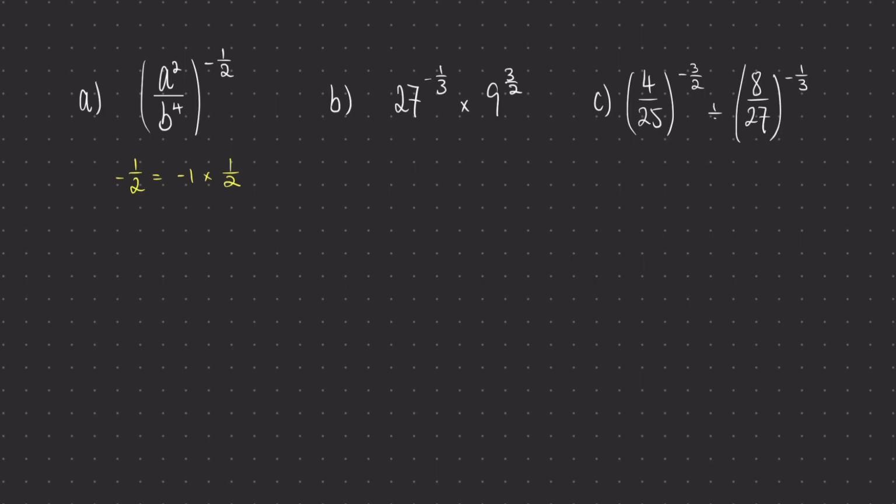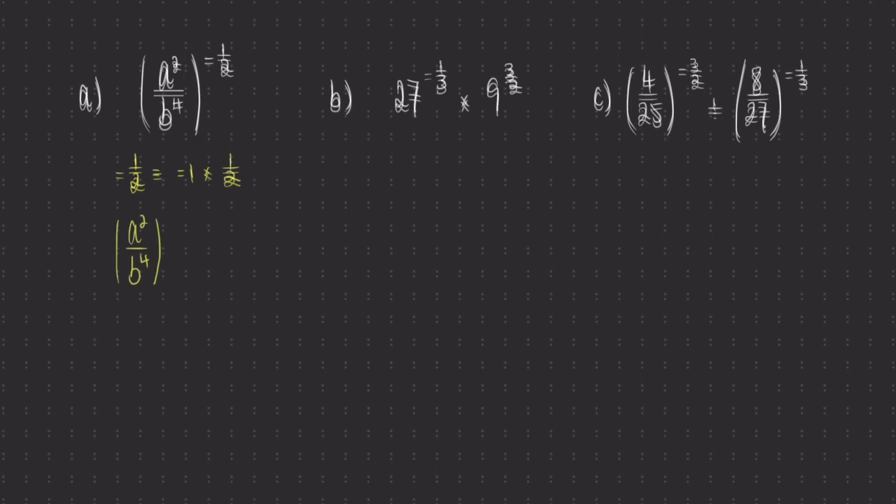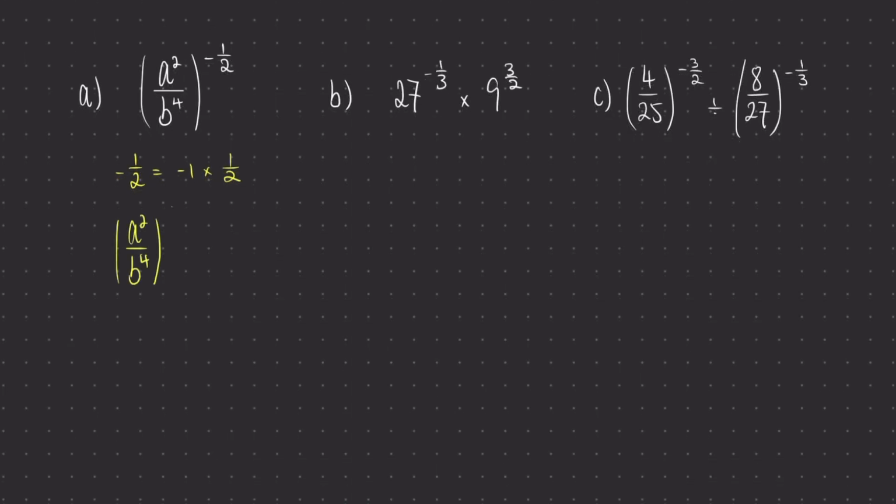I can apply these one at a time to this fraction. So what I'm going to do is apply the half first, and then the -1. Applying the half square roots this expression. So the square root of the top would be a, and the square root of the bottom would be b squared. I now have to process the power of -1, so that just finds me the reciprocal. I just flip the fraction over, so b squared is now the numerator, and a is the denominator.